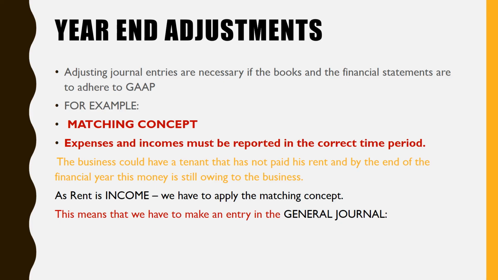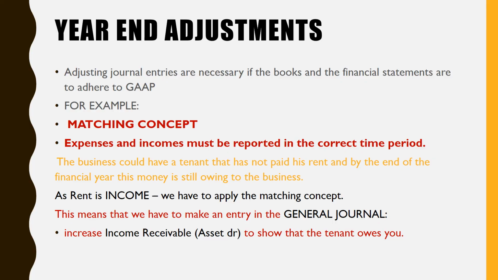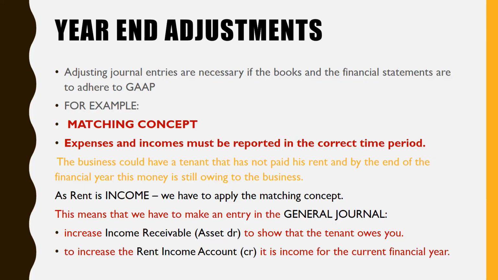So, this means that we need to make an entry in our general journal to show that the rent needs to be increased, therefore we credit rent income. We also need to show that the tenant owes us money, so we've got to enter it into an account called income receivable. This will show up in our balance sheet that the tenant owes us money. The rent income will show in our income statement as income for that financial year.